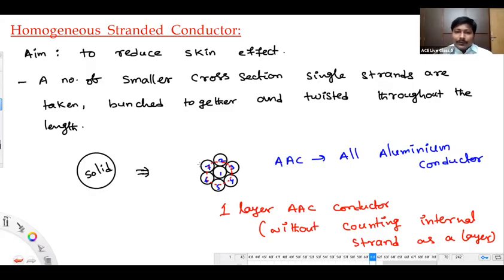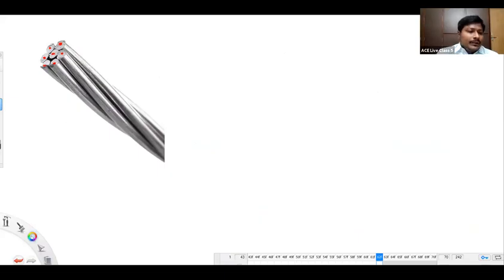So you have to select the number of strands in the first layer in such a way that the overall cross section of the conductor comes out circular. It should be in the circular cross section manner. Okay, done. Next thing.